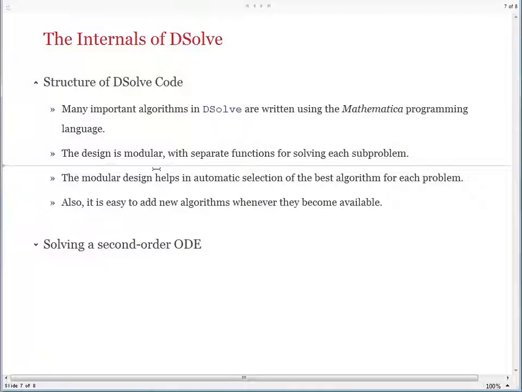And because the design is so nice and modular, we can automatically select the best algorithm for each problem, and you do not need to give us the method to use. And for me as a developer, the best part about DSolve is that it's really easy to add new algorithms whenever they become available. So typically I might spend 4 or 5 weeks working on an algorithm for DSolve, and then it just takes me a few minutes to hook up the algorithm to DSolve, because the whole implementation is so nice and modular.